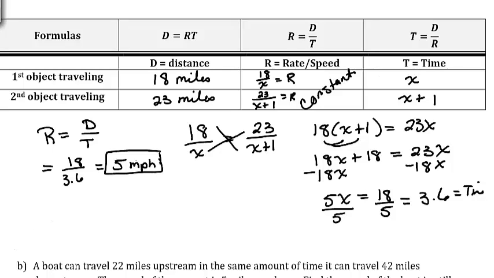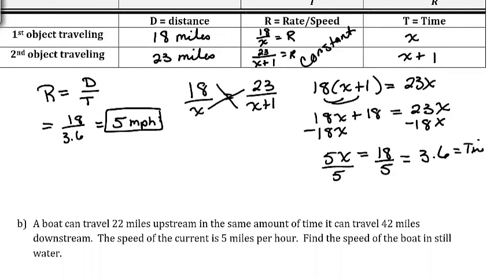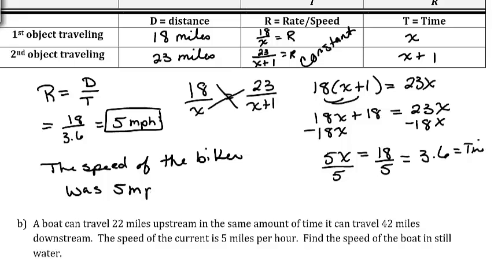And that was the same whether we were going there or coming back. And so the speed of the biker was 5 miles per hour.